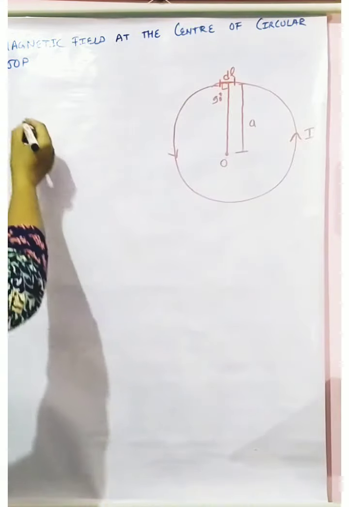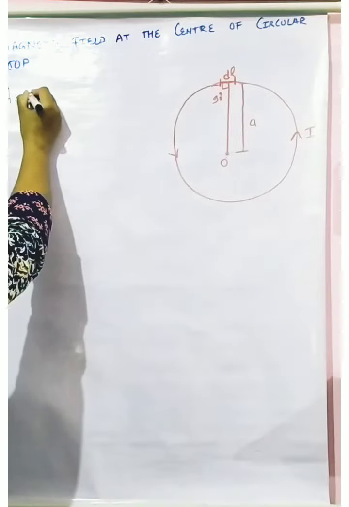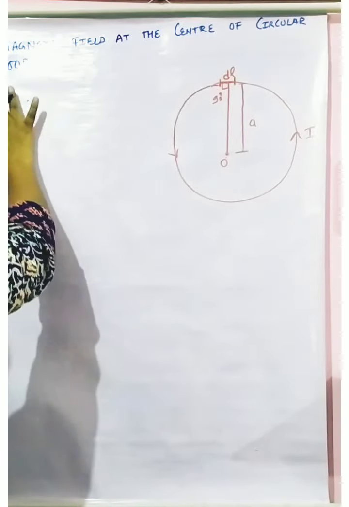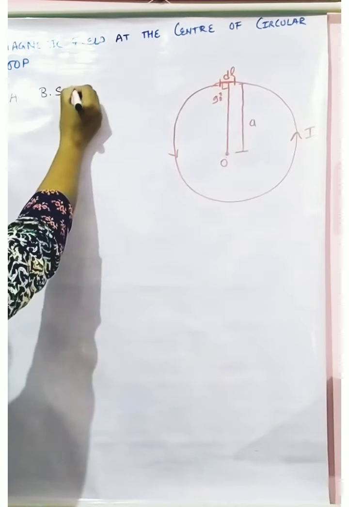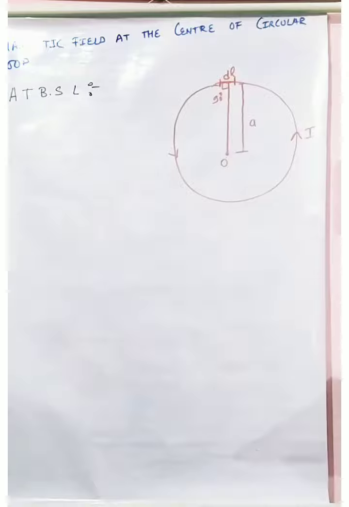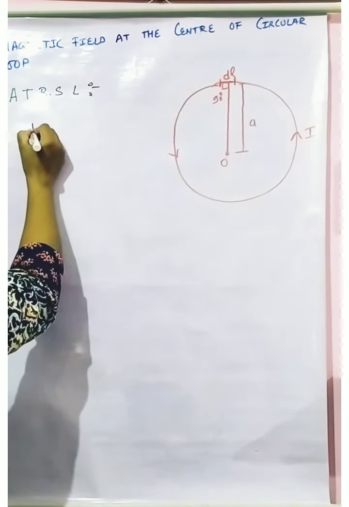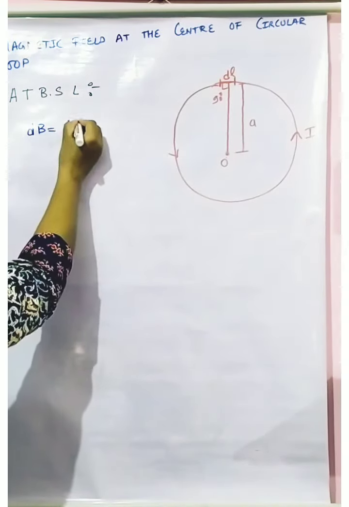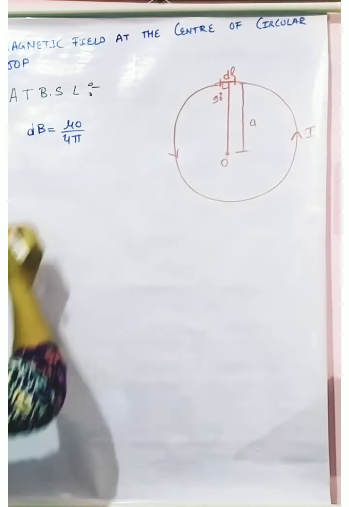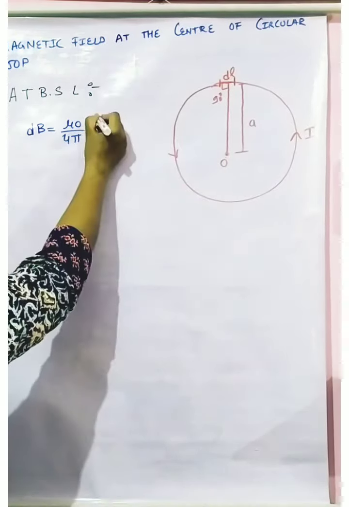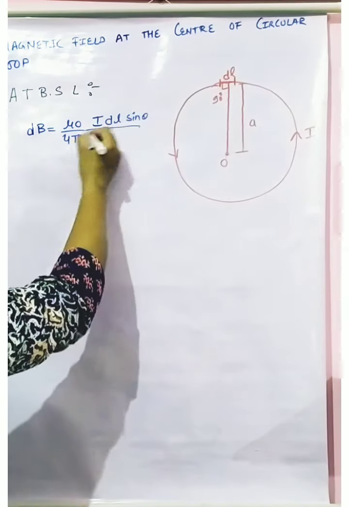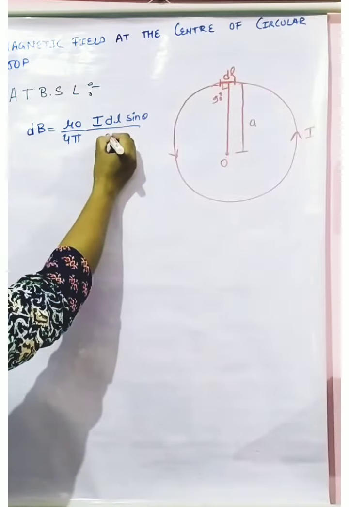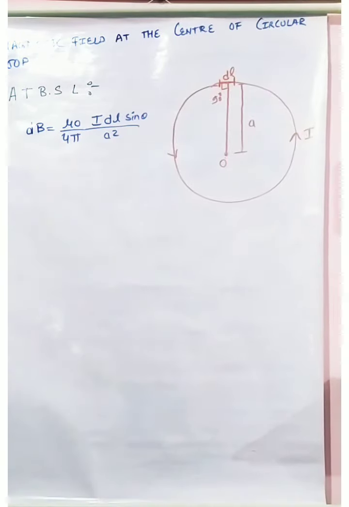So we are starting to solve this according to Biot-Savart law. According to Biot-Savart law, we know that dB is equal to mu naught upon 4 pi. You have to remember this as you remember Coulomb's law and Gauss law, because in magnetism we are using this again and again. So this is what I have obtained from here.